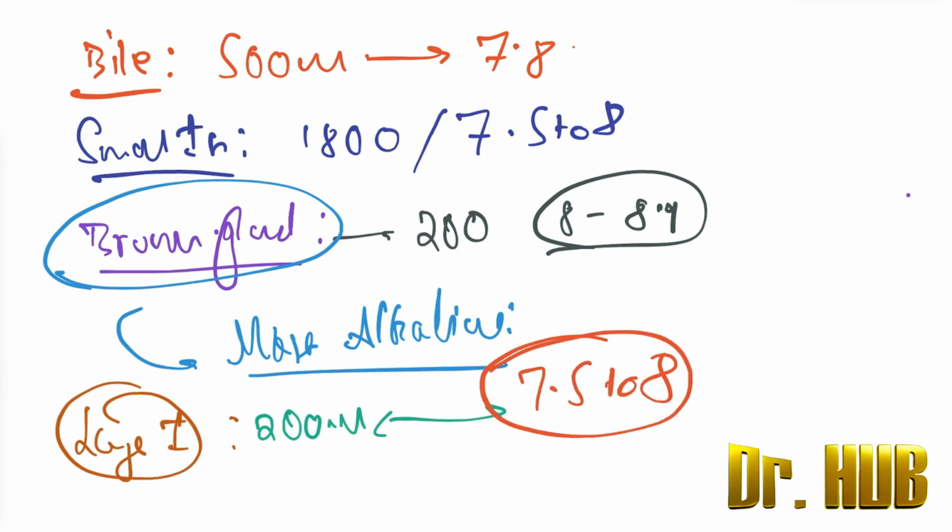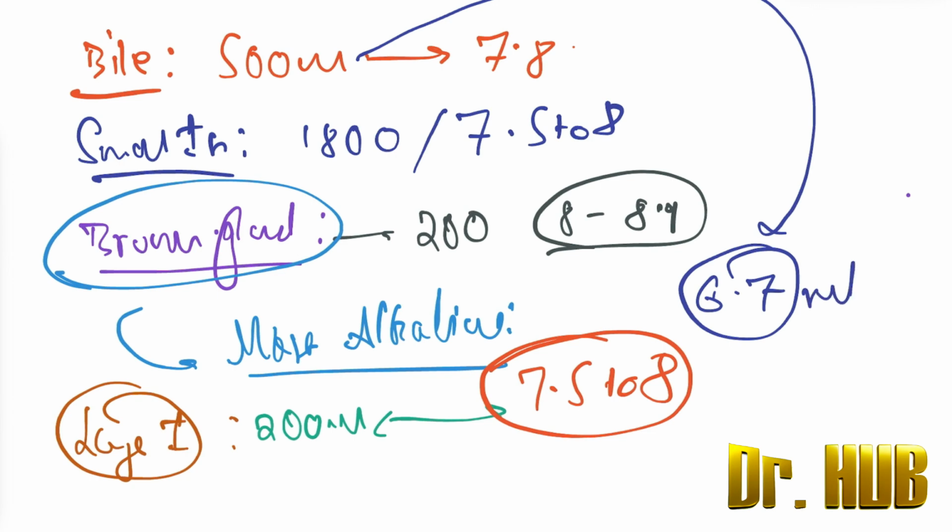Adding all the components, how much is the daily volume? About 6.7 liters of secretions are produced daily, with the maximum being the small intestine secretion along with the gastric secretions and the saliva. The minor secretions are the Brunner's gland secretion as well as the large intestine secretions.